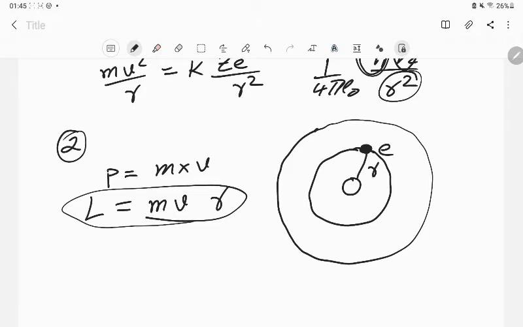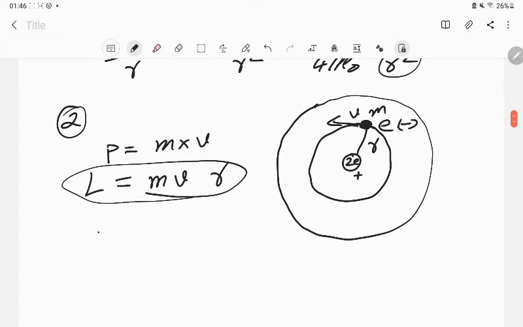So this is r, mass of electron, velocity. Here we have Ze, this is positive and this one is negative. So the angular momentum must be equal to an integral multiple of h by 2 pi, where h is Planck constant.